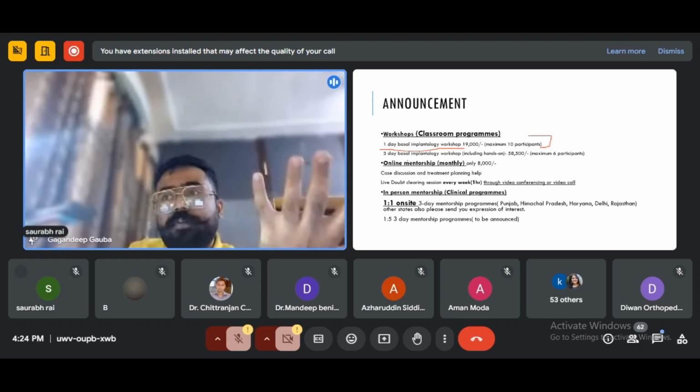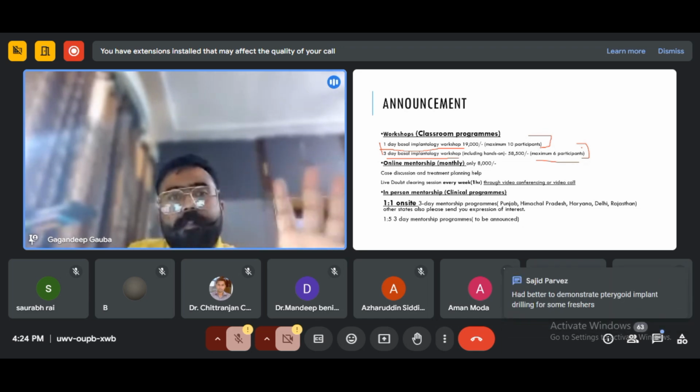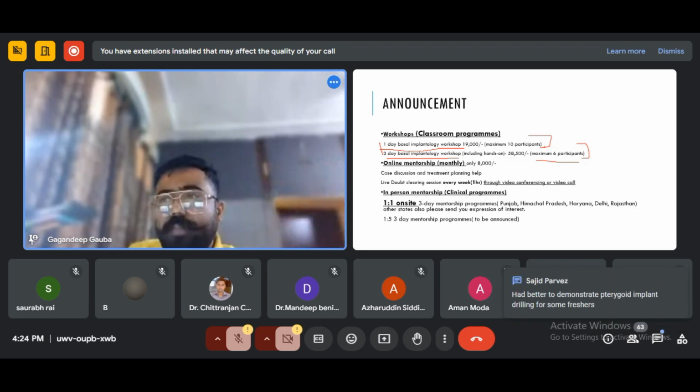After that, we have a 3-day basal implantology workshop, and that will be for a maximum of 6 participants. Both of these are classroom programs, okay, and these will include model demonstration including the pterygoids, all the theory part, and how you manage the prosthesis, right? Everything will be covered. The theoretical part will be covered in this, right?